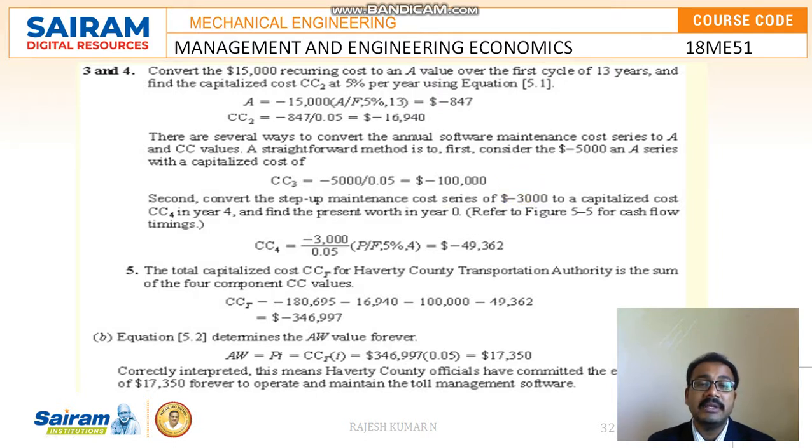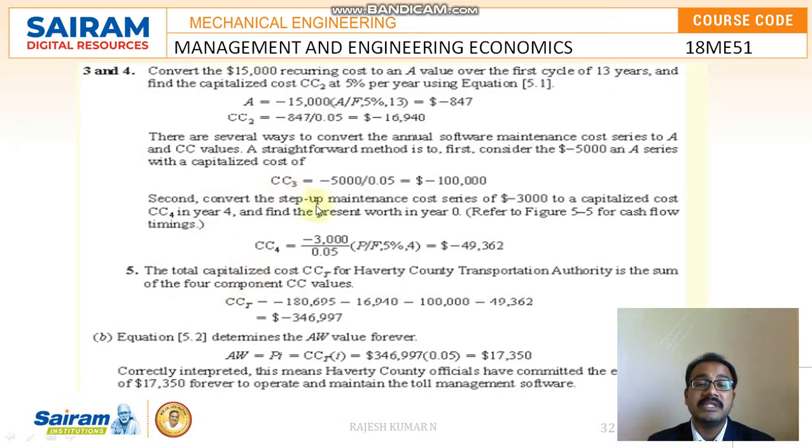There are several ways to convert the annual software maintenance cost Cs to A and CC values. A straightforward method is to first consider the $5,000 annual cost Cs as a capital cost. So CC3 becomes minus 5,000 divided by 0.05, that is 5% interest. So I'll be getting $1,00,000, with the negative sign.